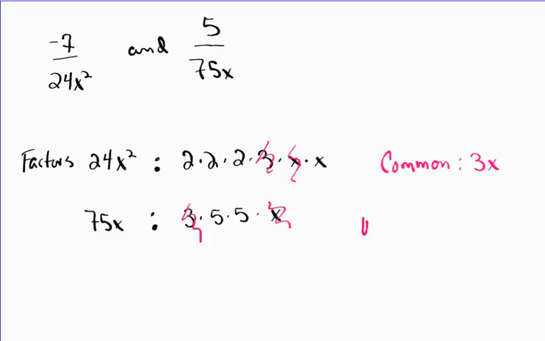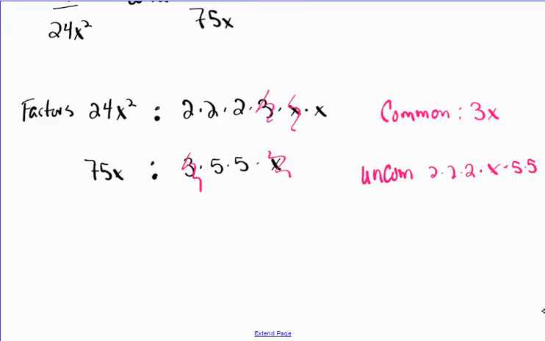The uncommon ones are 2, 2, 2, x, 5, and 5. So my least common denominator, when I get all that written out, is going to be 3 times x times 2 times 2 times 2 times x times 5 times 5, which when I use my calculator on the numbers is 600x squared. And I found the least common denominator.